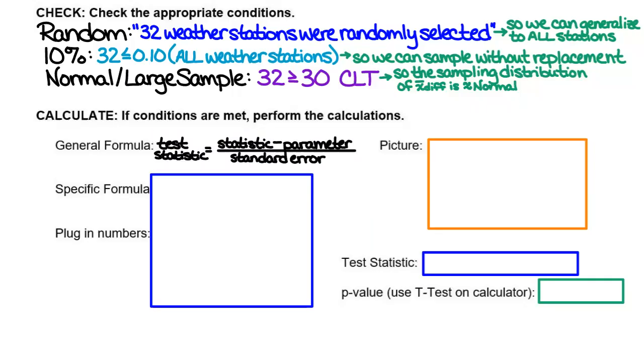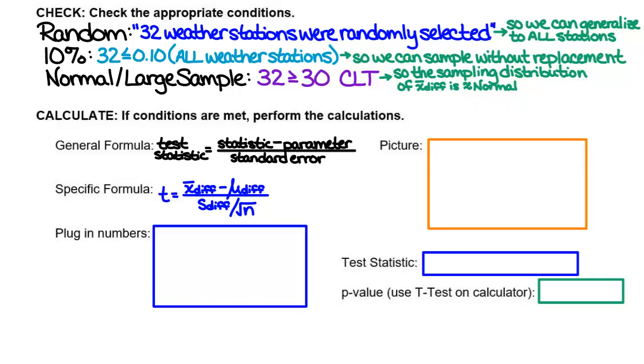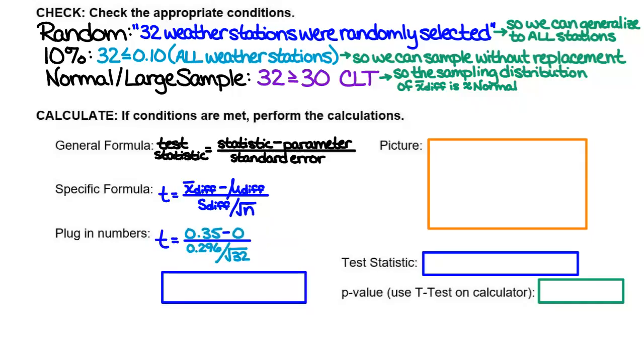All right, calculate. General formula: test statistic equals statistic minus parameter over standard error. So we have T equals X bar diff minus mu diff over S diff divided by square root of N. We have only one sample, so it uses the same formula as the one sample T test. Plugging in our numbers, I have 0.35 minus 0 in the numerator over 0.296 divided by square root of 32.